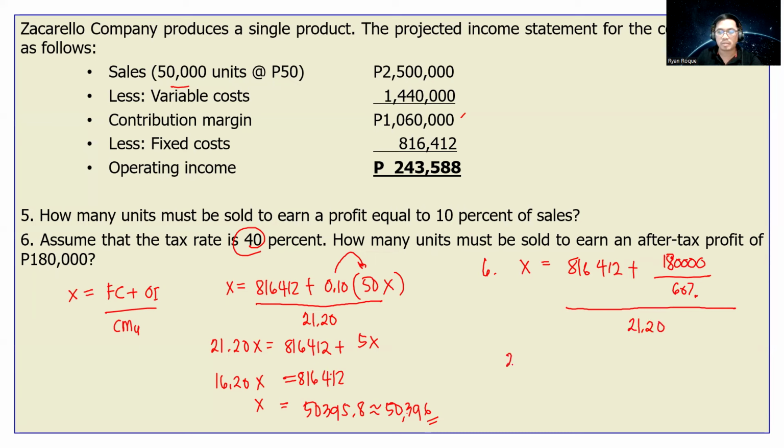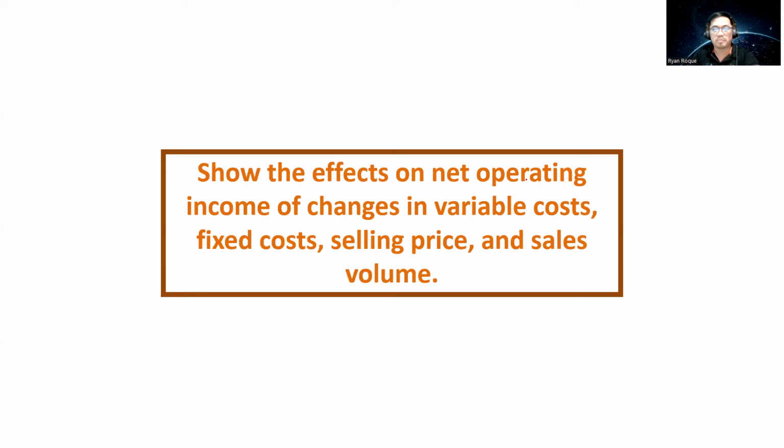So what do we have here? 21.2x is equal to 816,412 plus 300,000. So you can compute x here as 52,660.94, or 52,661. Okay, so we're done with this problem. Let's move to another set of problems.